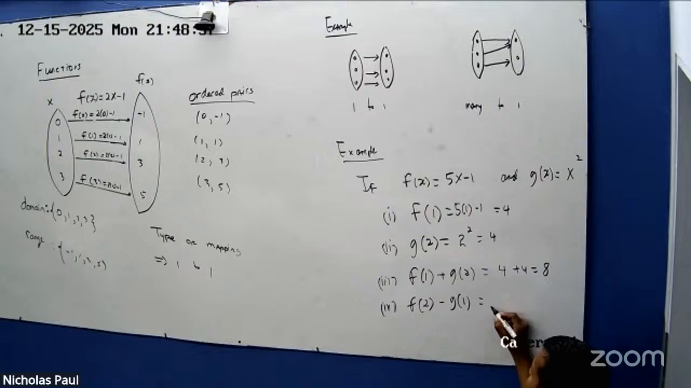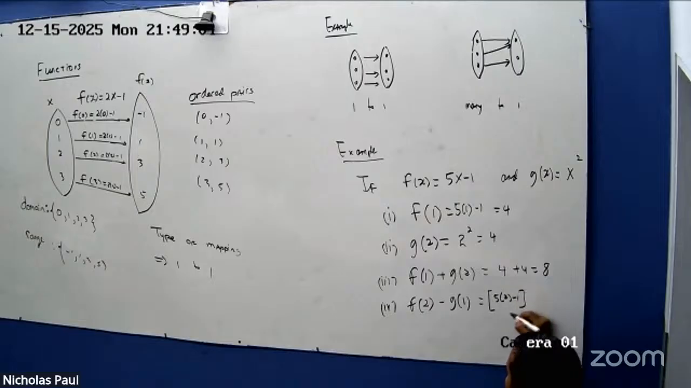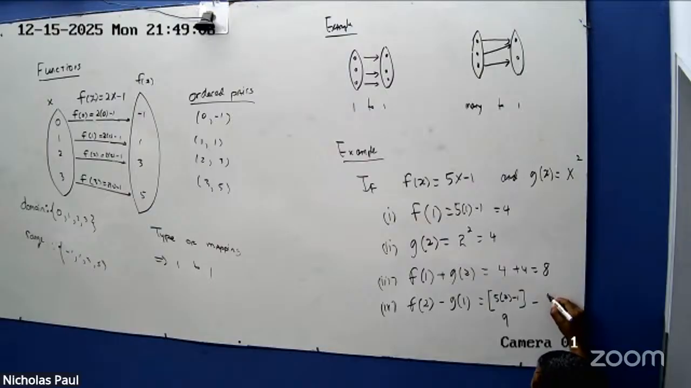Right, so f of 2, we could work out separately. 5 by 2 minus 1, that's 9. And then we can work out g of 1. g of 1 is 1 squared. So 9 minus 1 is 8. Very good.